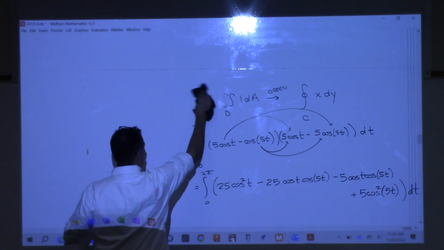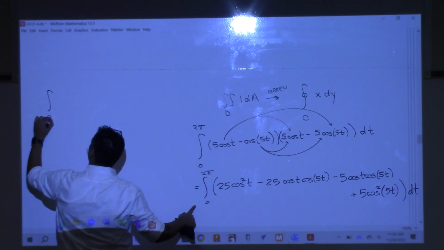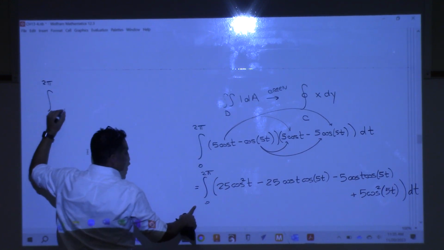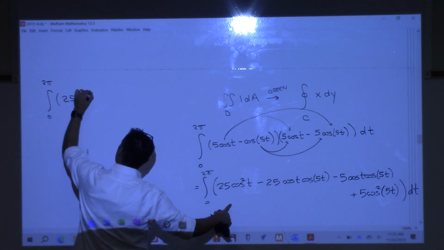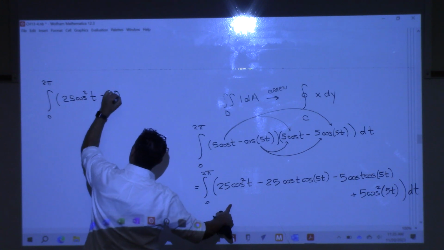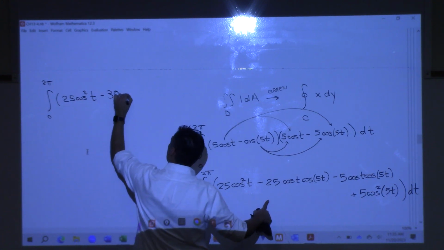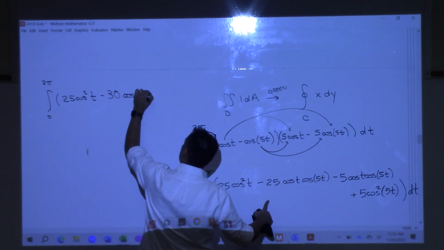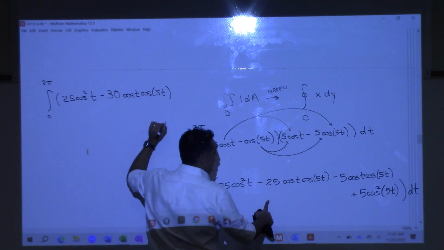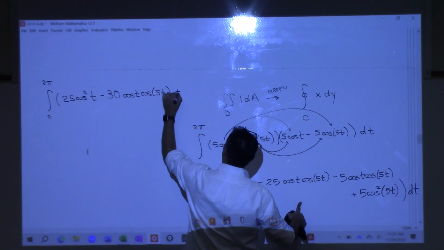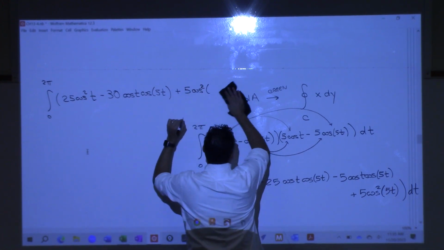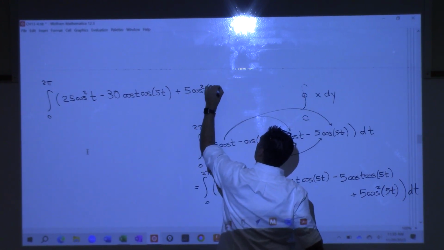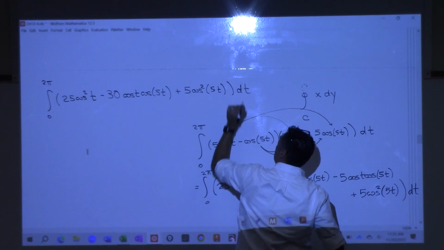Up, we've got the integral from 0 to 2 pi of 25 cosine squared t minus 30 cosine t cosine 5t plus 5 cosine squared 5t dt. And that's it.